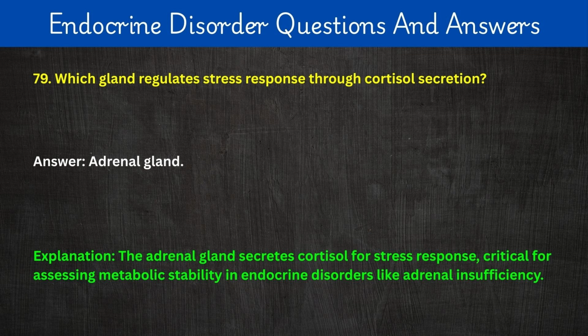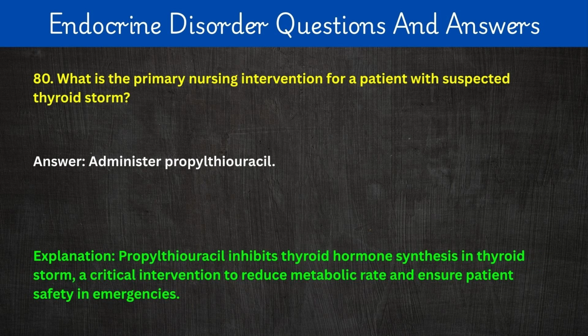79. Which gland regulates stress response through cortisol secretion? Answer: adrenal gland. Explanation: the adrenal gland secretes cortisol for stress response, critical for assessing metabolic stability in endocrine disorders like adrenal insufficiency. 80. What is the primary nursing intervention for a patient with suspected thyroid storm?